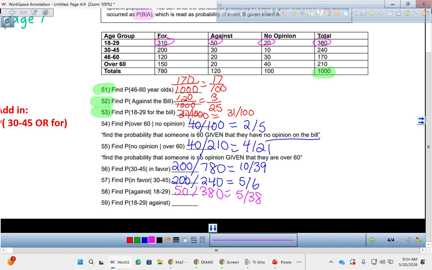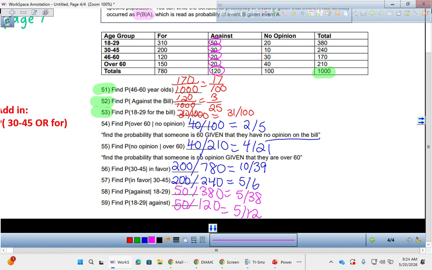The next one changes because now I'm looking at the against people. The condition is they've got to be against the bill first. So I'm looking at these people. So now the population of people I'm looking at is 120 people. So out of those 120 people that are against the bill, there are 50 in that category of 18 to 29. So 5/12. You okay with that one?